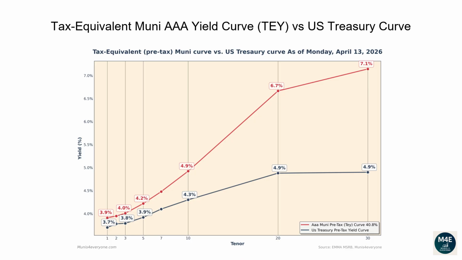Observing the current graph, we can see that currently all the Muni tax-equivalent yields, based off a 40.8% tax rate, are above Treasury yields. When this scenario happens, it may be less convenient for investors to buy US Treasury bonds. For example, if you wanted to buy a 30-year bond, a AAA Muni bond would yield 7.1% compared to a lower yield of 4.9% from a Treasury bond.